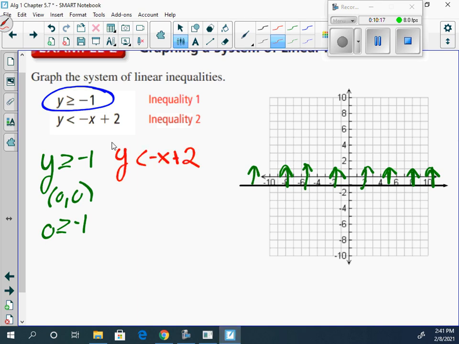Let's look at the other equation. Y is less than negative x plus 2. Is the line going to be solid or dashed? It's going to be dashed because it is not equaled. Now, where do we start? At positive 2, because we have x plus 2. This is our y-intercept. And where do we go from here? Because exactly, because our slope is negative 1. So we go down 1, right 1.